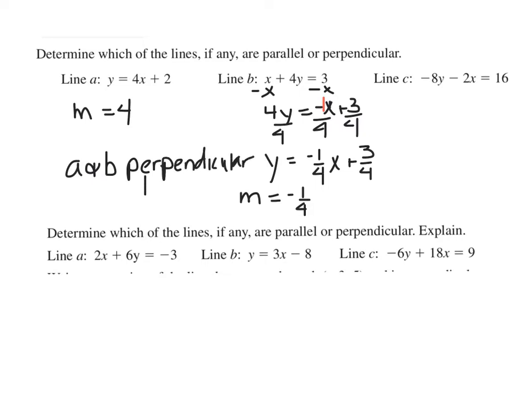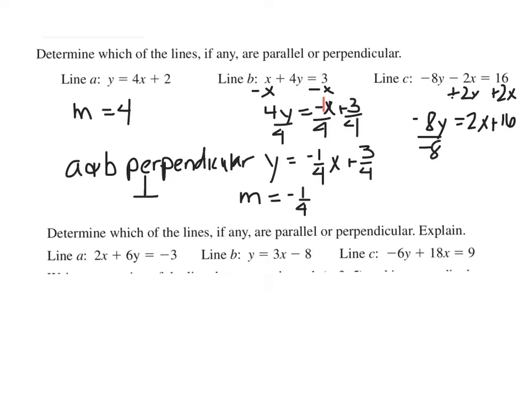And the symbol for that is a little upside down T. And now let's see what C is in relation to all this. So let's add 2x. Remember, we always look to get y by itself. So negative 8y equals 2x plus 16.